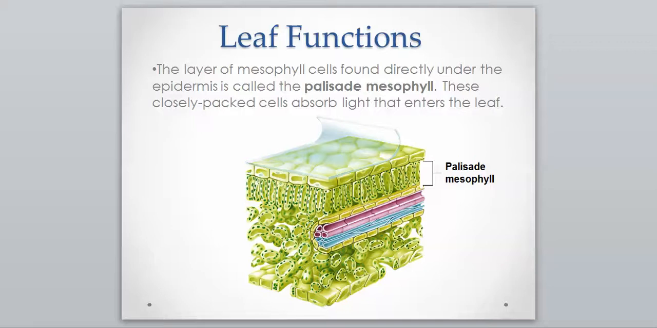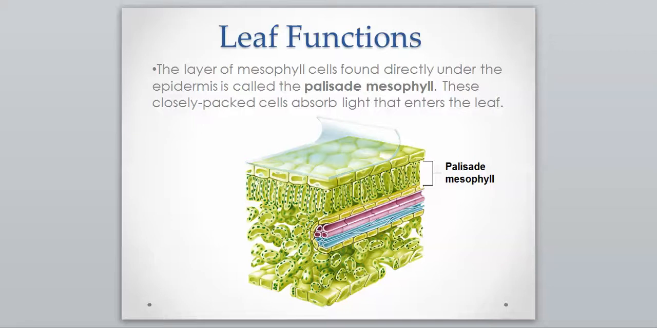The layer of mesophyll cells found directly under the epidermis is called the palisade mesophyll. So we can see right here, palisade mesophyll. And these closely packed cells absorb light that enters the leaf. So we can tell that there's a definite difference here between this top layer and this bottom layer. The top layer is more closely packed together, and this bottom layer is more spread out and more spongy looking, which is actually going to be its name, so we'll get to that in a second. But just know this top layer is going to absorb light that enters the leaf.